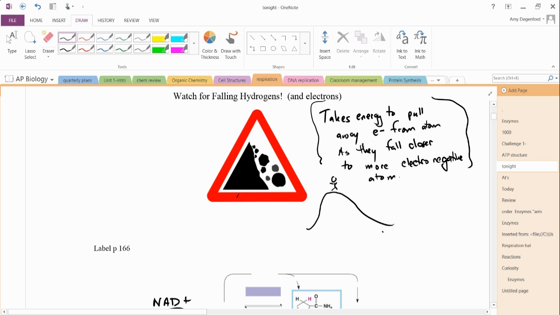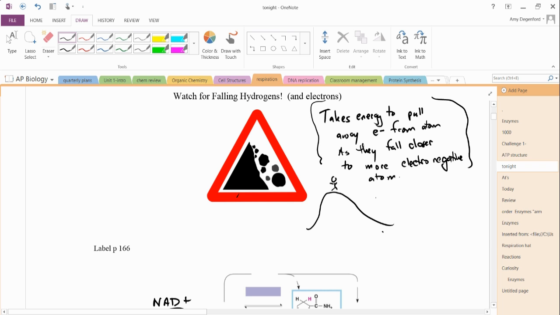it didn't have to completely lose or gain electrons. So you want to keep in mind that it takes energy to pull away an electron from an atom. If that's true, then as they shift closer to the atom, that means you're losing energy. Maybe this diagram may help you.